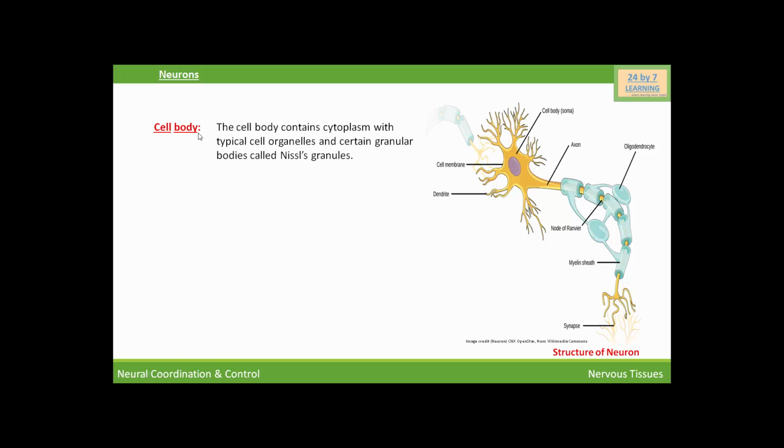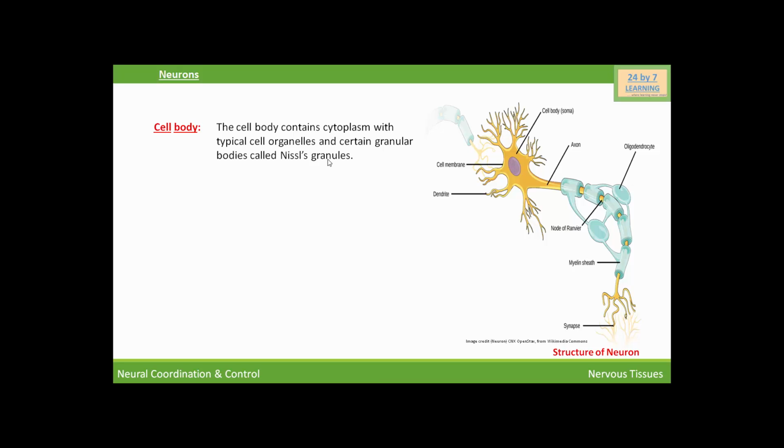Like other cells of the body, the cell body of a neuron possesses a nucleus and other cell organelles. The cell body contains cytoplasm with typical cell organelles and certain granular bodies called Nissl's granules. We must mention that a neuron contains Nissl's granules. These Nissl's granules consist of rough endoplasmic reticulum and ribosomes, and these granules can be visualized by basic dye. These Nissl granules are quite prominent in neurons.